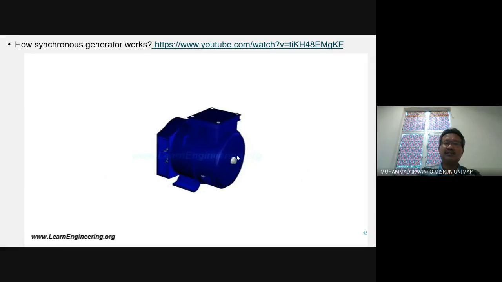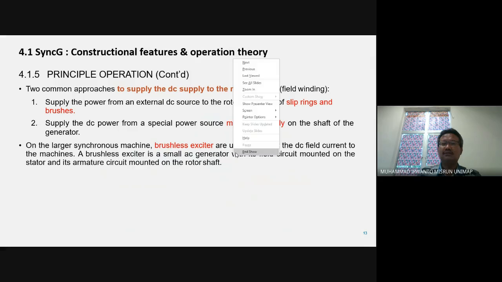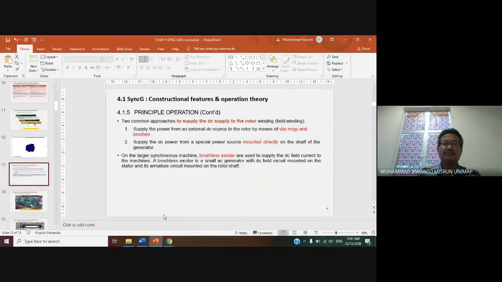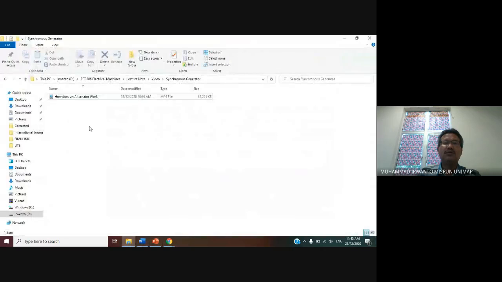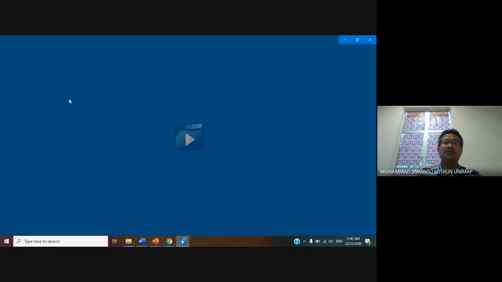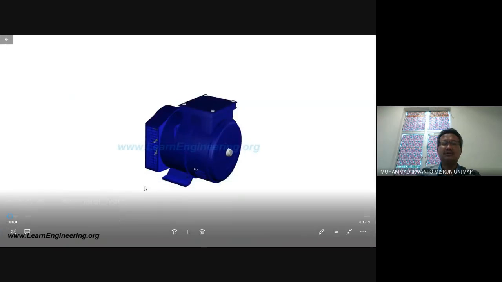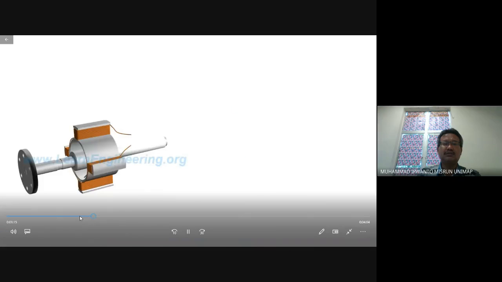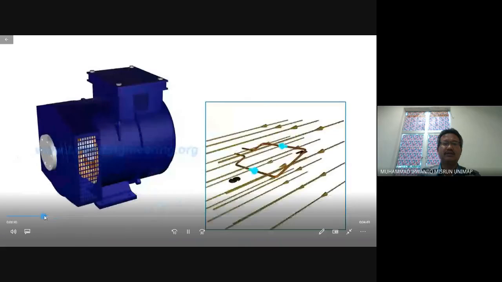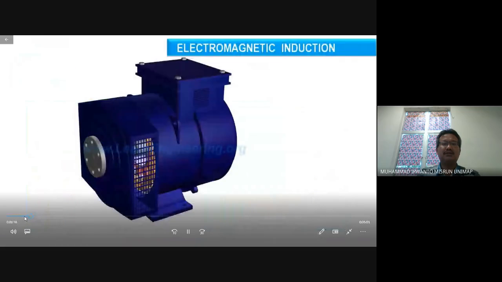Okay, now we can see the video of the synchronous generator, how this synchronous generator operates. Yeah, we can see here. I repeat again, you can see.